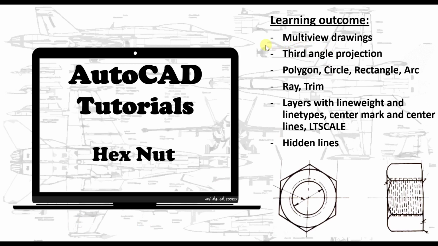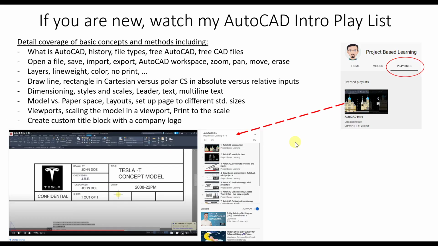So since we're going to develop different views of the knot, we're going to have a little talk about how to draw multiview of an object, what is a third angle projection, and how to utilize commands in AutoCAD to draw multi-view of a hex knot. And of course we're going to review layers and different line types, for instance center line and hidden lines.